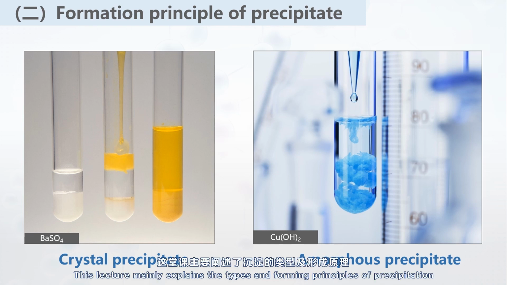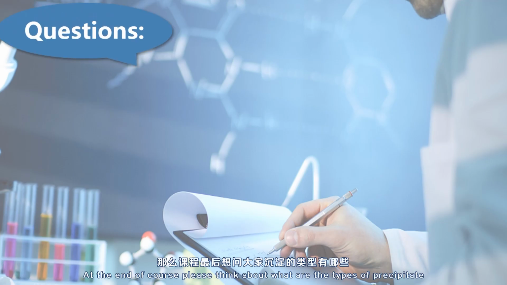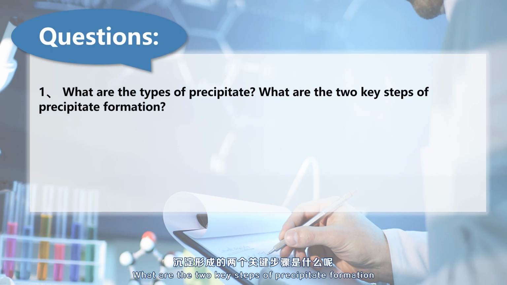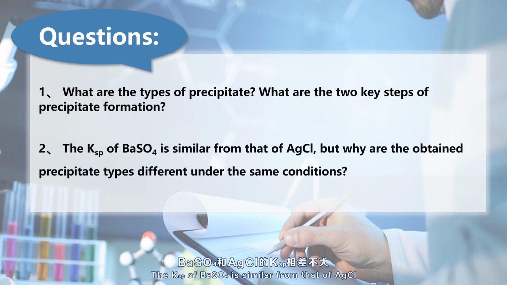This lecture mainly explains the types and forming principles of precipitation. At the end of the course, please think about what are the types of precipitate? What are the two key steps of precipitate formation? The Ksp of barium sulfate is similar to that of silver chloride. But why are the obtained precipitate types different under the same conditions?